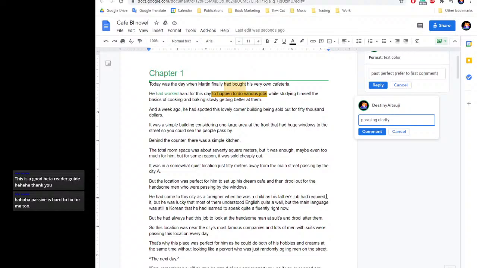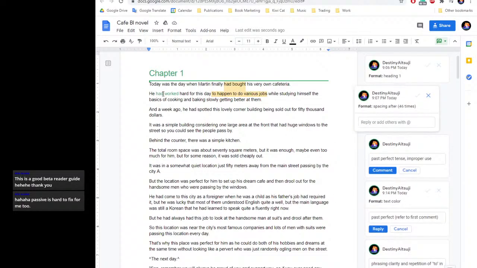Phrasing clarity. How do I spell repetition? Repetition. So basically over here what I'm trying to say is he could be more concise, she could be more concise with how this works. To happen to do various jobs while studying himself the basics of cooking.